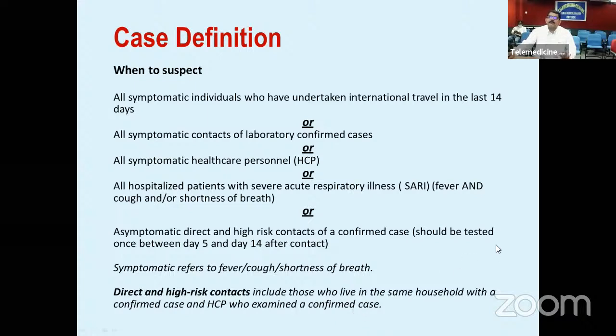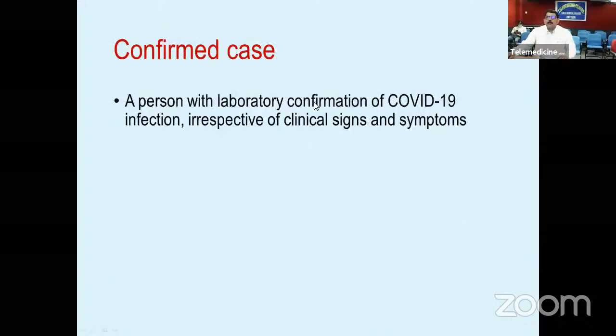So this is a very simple case definition, but we must remember, unless a person has a laboratory-confirmed COVID-19 infection, irrespective of the clinical signs and symptoms, irrespective of the travel history and the contact history, you cannot brand him as a case of COVID-19. So the laboratory confirmation is a must.